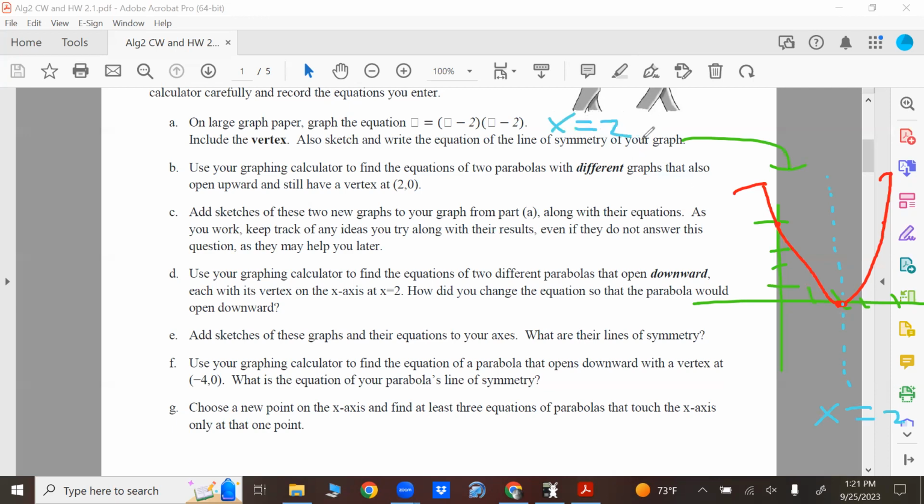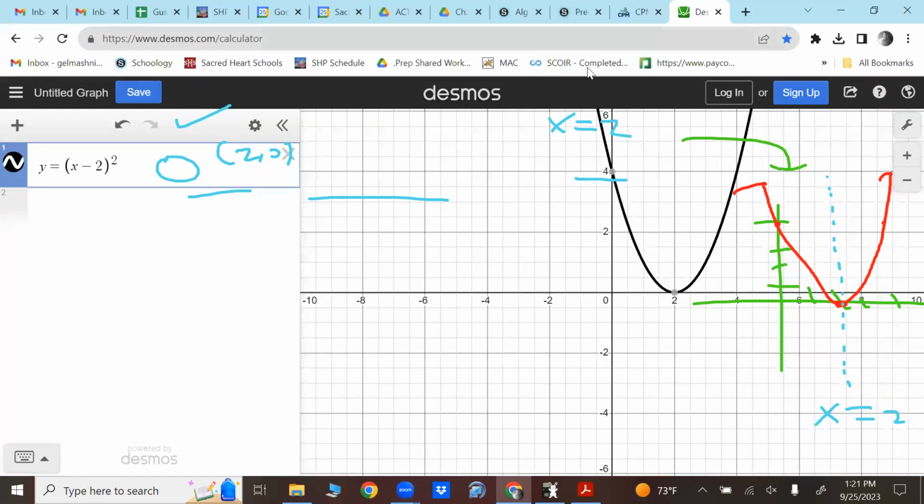And that's going to be very important because we need to actually see how the graph moves with that. Okay, now let's do part B. Part A is done. The vertex was (2, 0), right? We know this. The sketch we got, the line of symmetry we got. So now let's look at part B. Use your graphing calculator to find equations of two more parabolas where the graphs are different, but still open up and still have vertex (2, 0). So let's go back to Desmos. Let me go ahead and clear my screen.